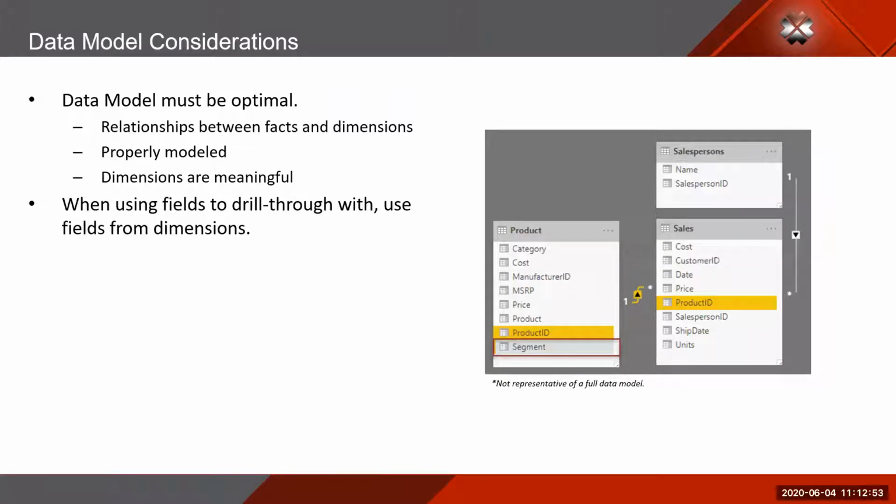So some data model considerations that you need to keep in mind when designing a report that you're going to be using drill throughs for is the data model must be optimal. That means you have relationships between facts and dimensions. The data model is properly modeled using best practices, and that your dimensions are meaningful. This means that you have relationships between facts and dimensions properly assigned, and when using the fields to configure your drill through, you want to use fields from your dimension tables. And in a typical data model, this is what your dimension tables are going to look like. They are the tables that describe the facts and where a lot of your category-based data in rows and fields can be found.